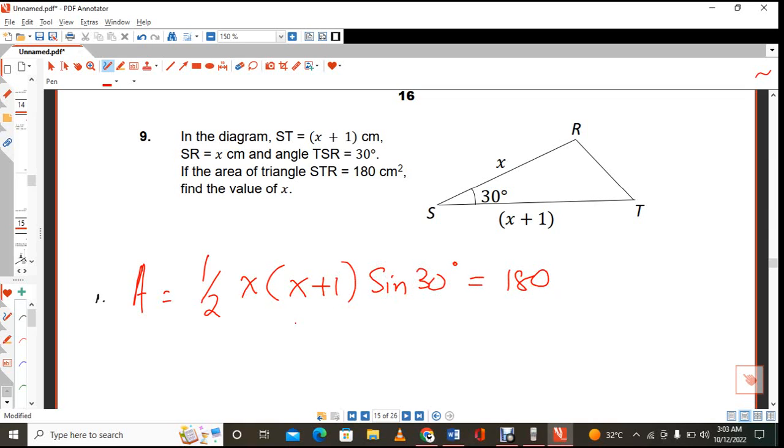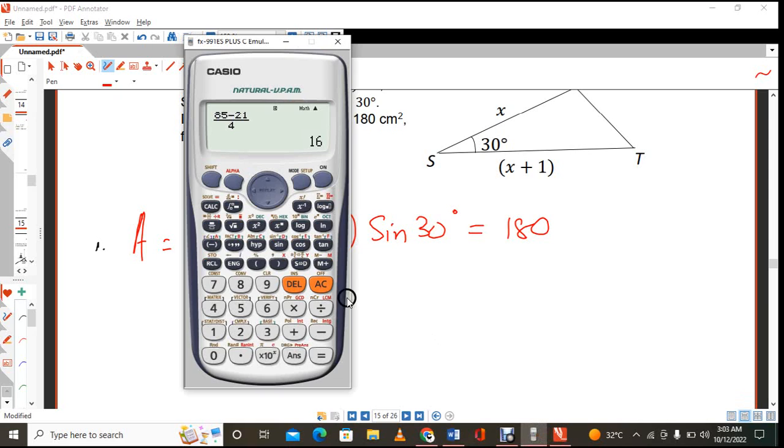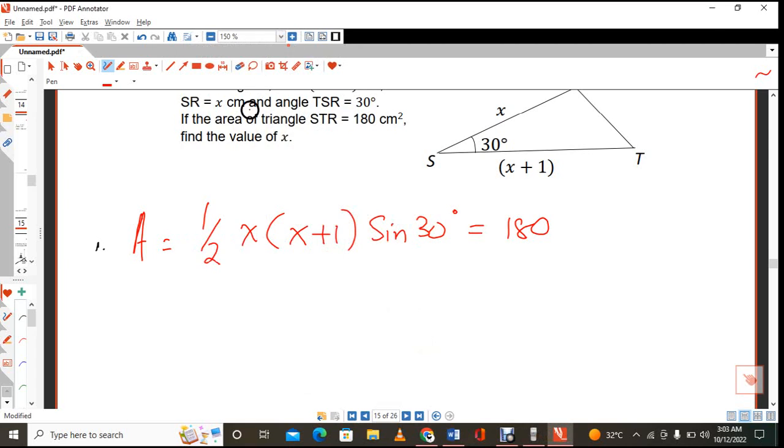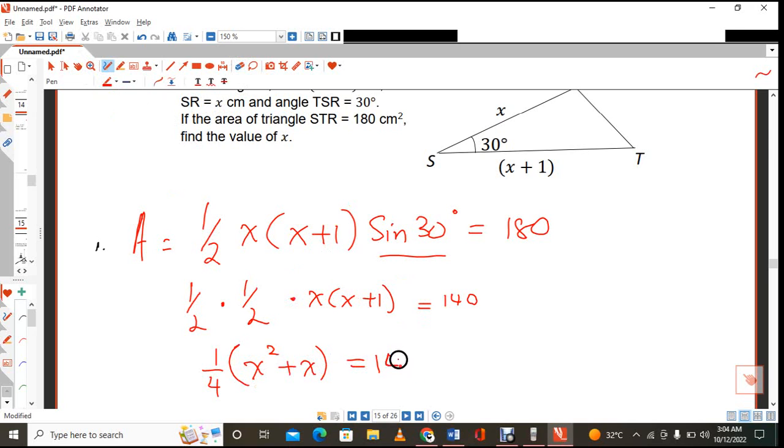The sine of 30 degrees is very interesting. It's a half. Okay. So you can put this in your calculator if you are a bit unsure. So you say the sine of 30 degrees. Well, you realize it's a half. So basically, this is a half. I'm going to say times another half, which comes from here, times x plus 1 equals 180. Well, a half times a half is nothing but 1/4. That is going to be x squared plus x over 4 equals 180.